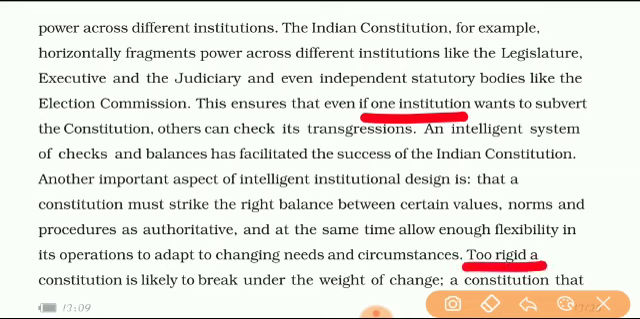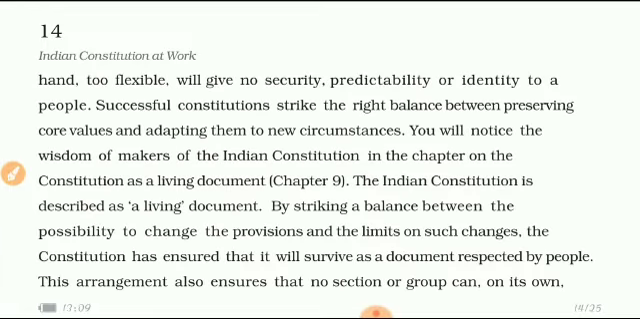Too rigid, a constitution is likely to break under the weight of change. A constitution that is, on the other hand, too flexible will give no security, predictability or identity to a people. As most of the time I used to say, prohibition is an invitation. Means when things are too rigid, they are not directly accepted by the people, and when things are too flexible, rules are broken by the people.